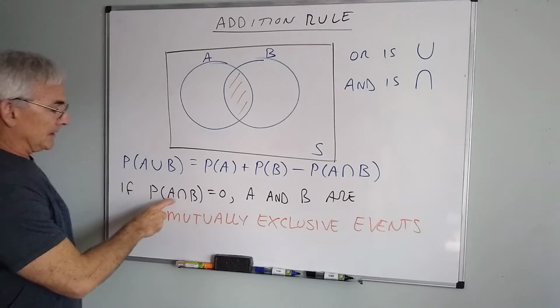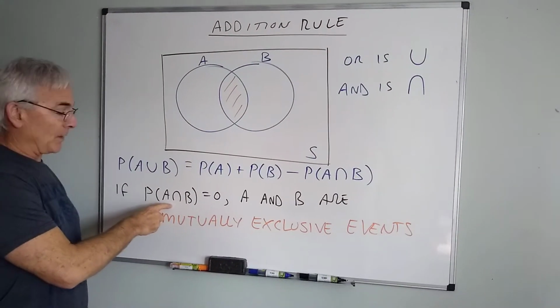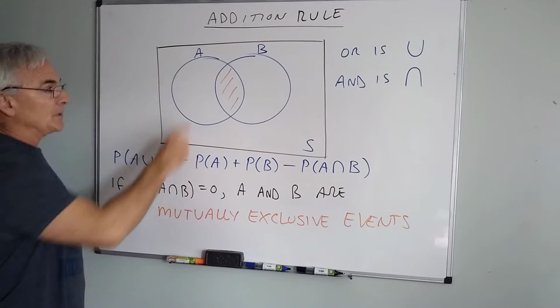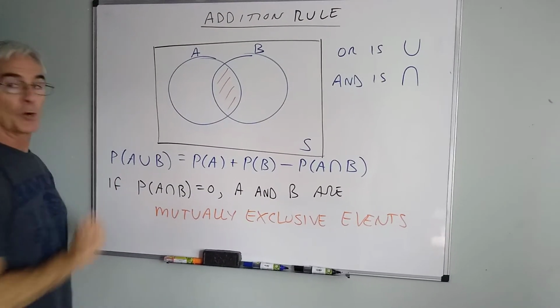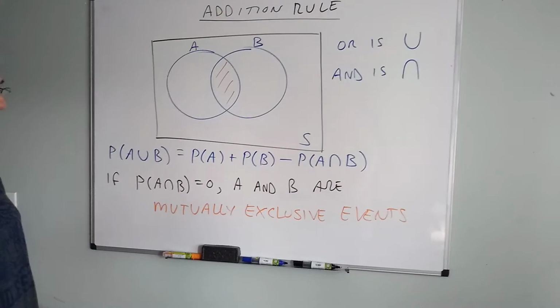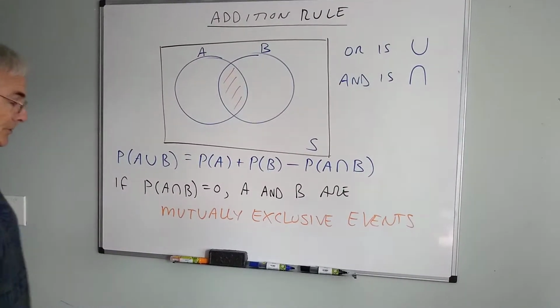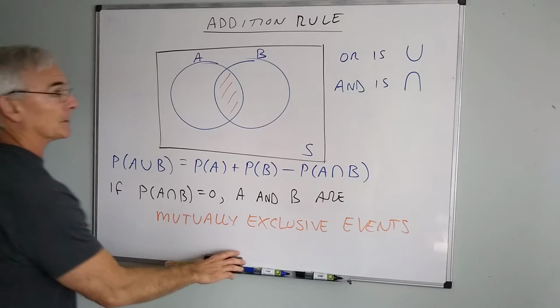Generally speaking, if the intersection is empty, therefore having a probability of 0, then we'd say the two sets are disjoint and the two events are mutually exclusive. So disjoint and mutually exclusive are similar terms, mutually exclusive applying to the events themselves.